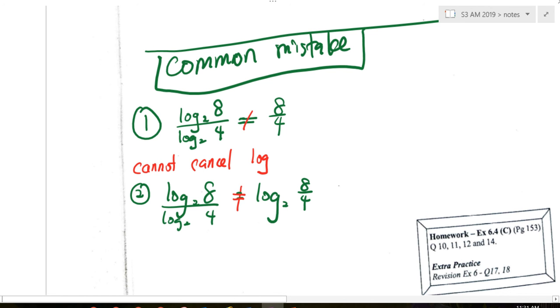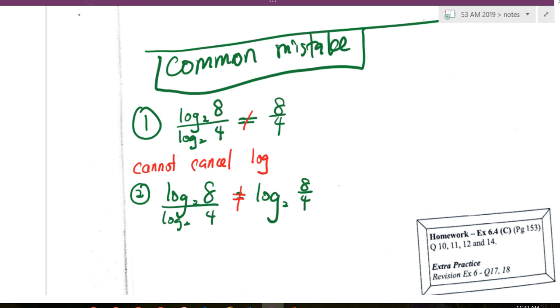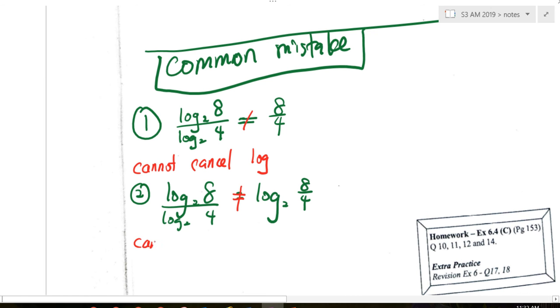Can you write this down, Gerald? Log base 2 of 8 divided by log base 2 of 4. Is it equal to log base 2 of 8 over 4? No. So what is the mistake here? Again, log is not a number. You cannot. So you take out a red pen. You cannot factorize the log. Instead, I encourage you to do correction.